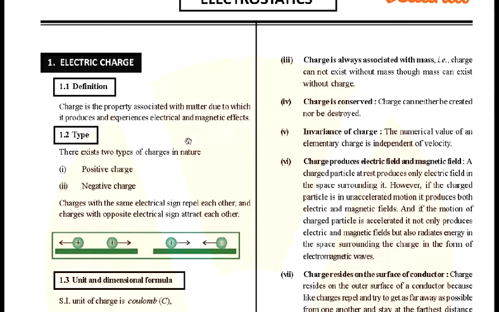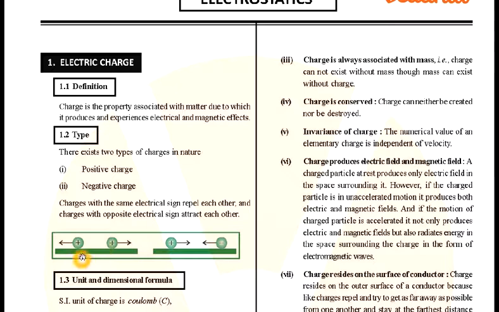There are two types of charges. One is positive charge and the other is negative charge. Charges with the same electric sign repel each other, and with opposite electric sign attract each other.